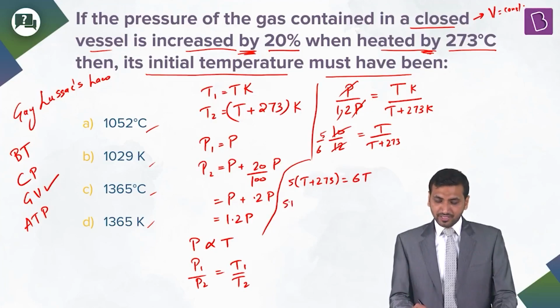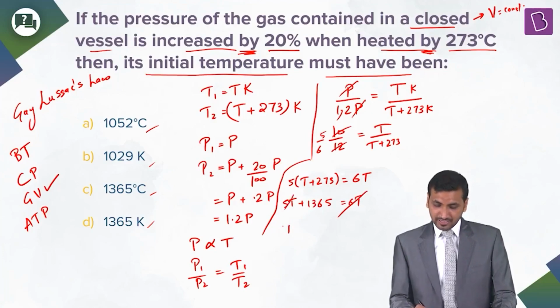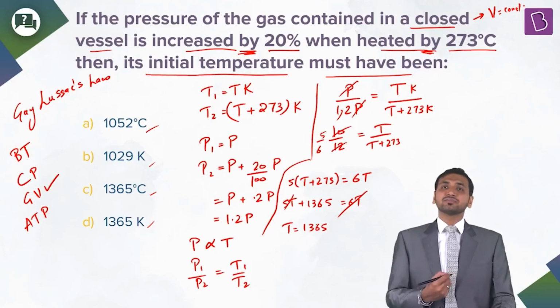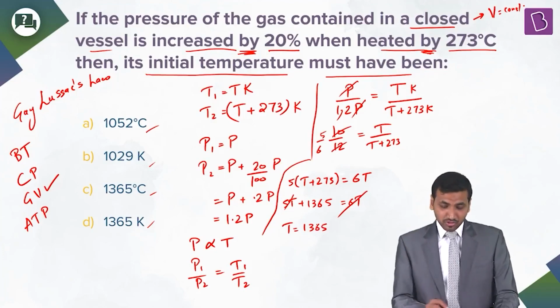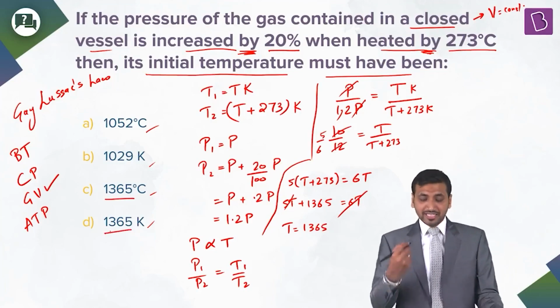So 5T plus 5 3 15, 7 5 35 36, 5 2 10 13 is equal to 60. Cancel 5T 60. T will be 1365. Now tell me the unit. Will it be degree Celsius? Because I can see 1365 degree Celsius and Kelvin both in the options. Will it be degree Celsius or Kelvin?